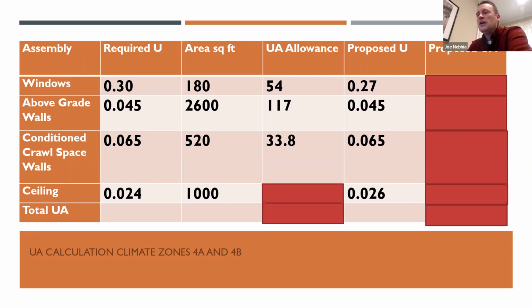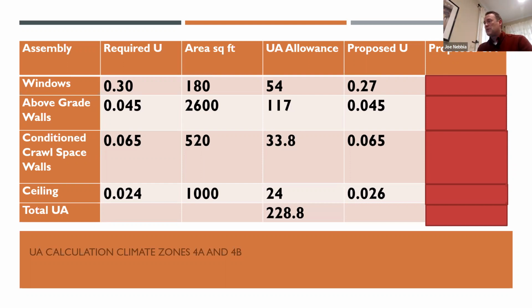And ceiling, I've got to get to that 0.024 for the R60. I've got 1,000 square feet of attic space. And so that means I need a UA allowance of 24. I add all those up. This is simple multiplication: U value required times the area of my actual assembly that I'm proposing, and I get my UA allowance. So then if I want to compare and change some things around for my building, I've just got to be equal to or less than that UA, because lower is less conductivity. So lower is better in this case.